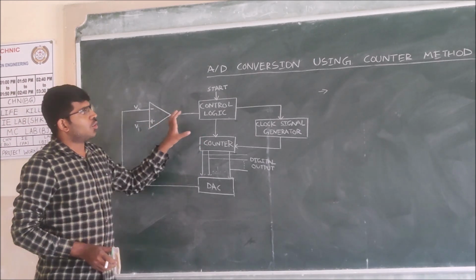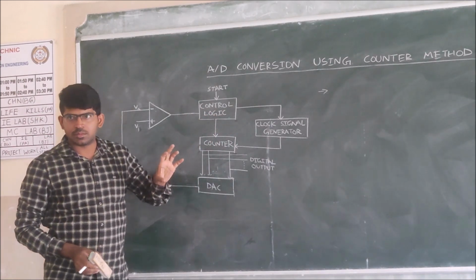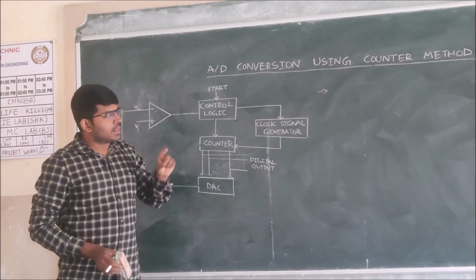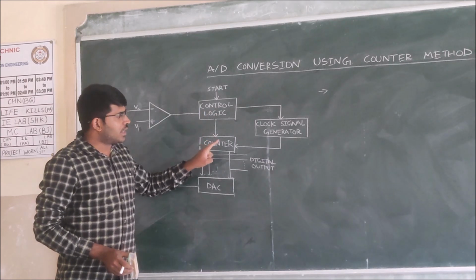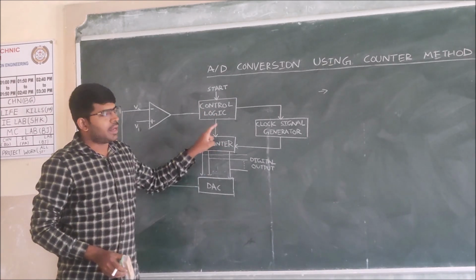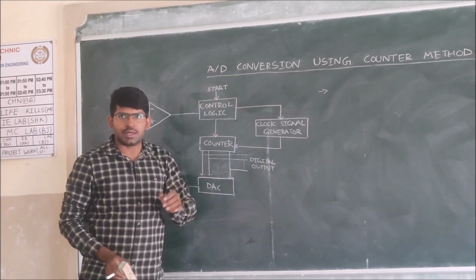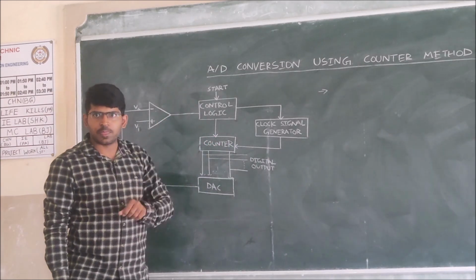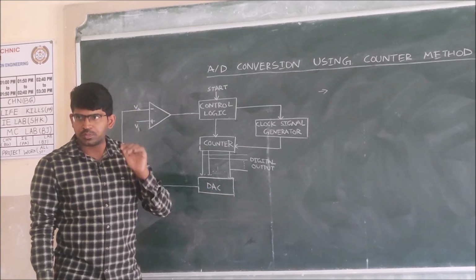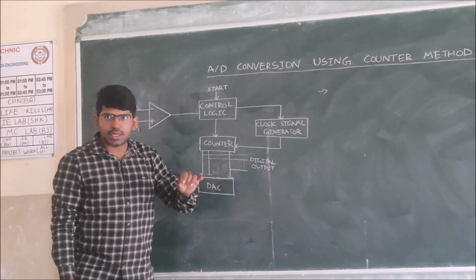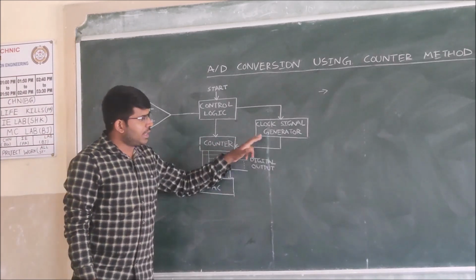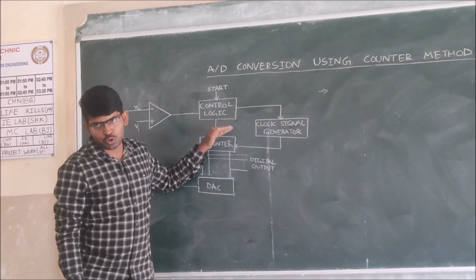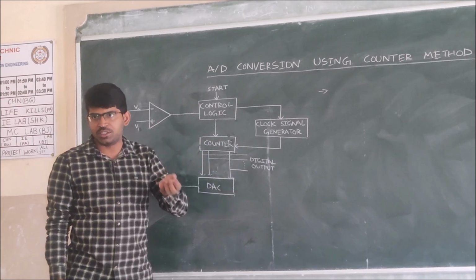Here you can observe this is a control logic in this block diagram. When we give the start command to this, the control logic resets the counter and it enables the clock signal generator. Because the control logic resets the counter, the value starts from 0. This clock signal generator generates a pulse. Each time it sends a pulse, the counter value changes from 0 to 1, 1 to 2, 2 to 3, 3 to 4, like that.